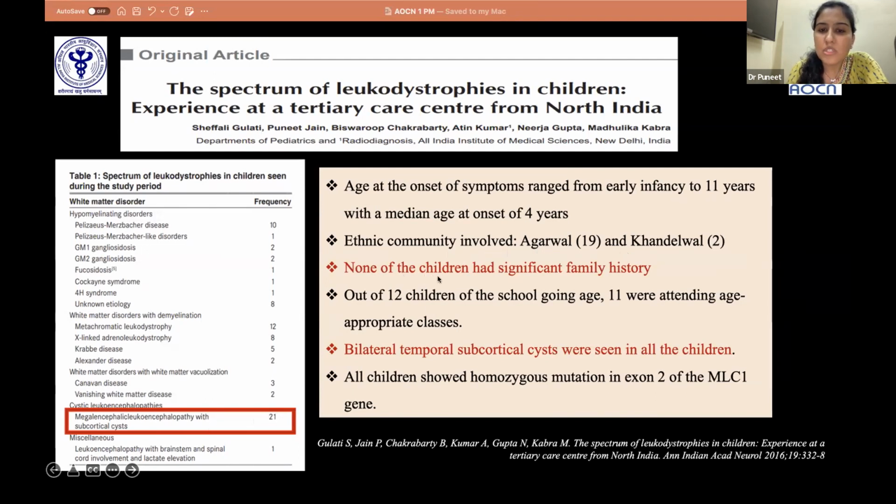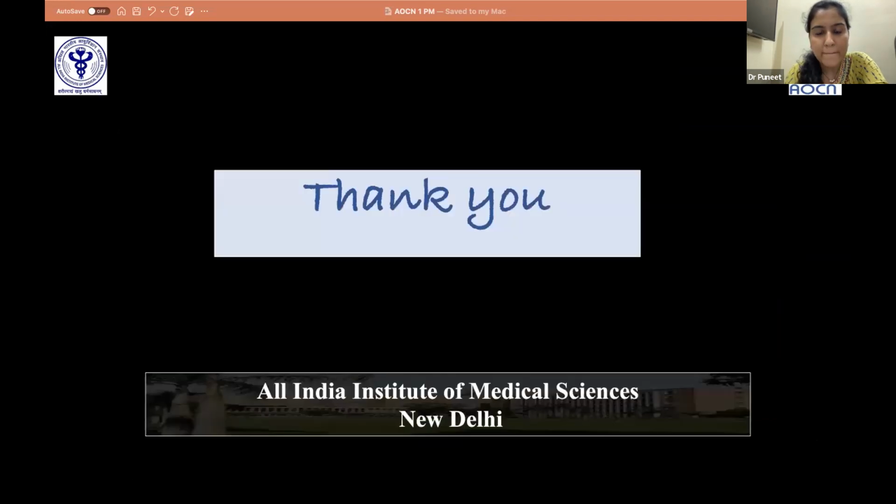Ethnic community involved were mostly Agrawal, followed by Khandelwal community. We found none of the children had any significant family history, and out of the 12 children, 11 were attending appropriate classes. Bilateral temporal subcortical cysts were seen in almost all of the children, and all children showed homozygous mutation in MLC1 gene. With this, we'll end our presentation. Thank you.